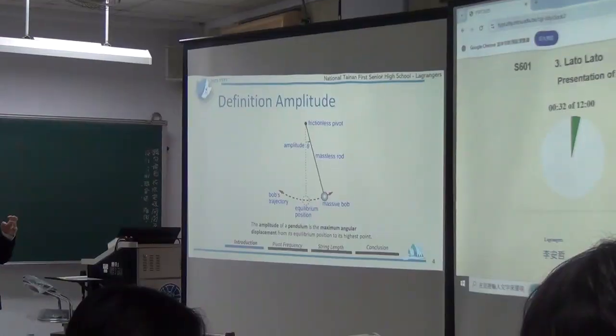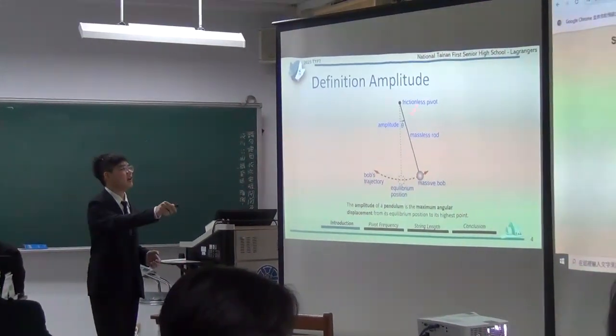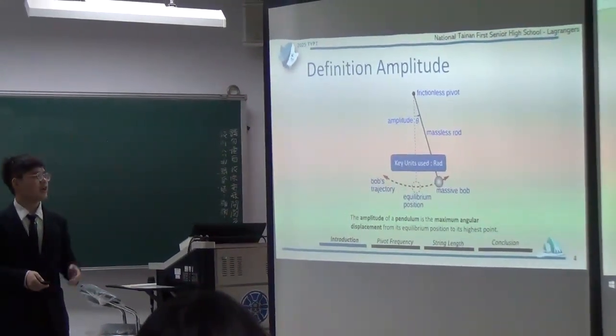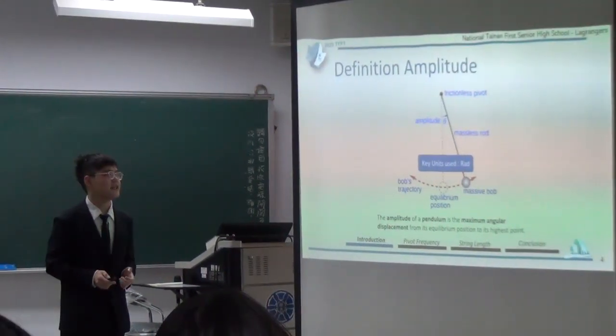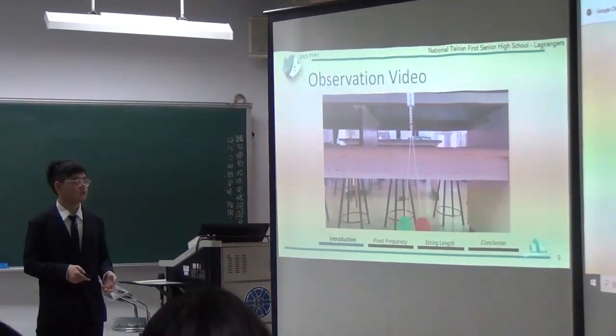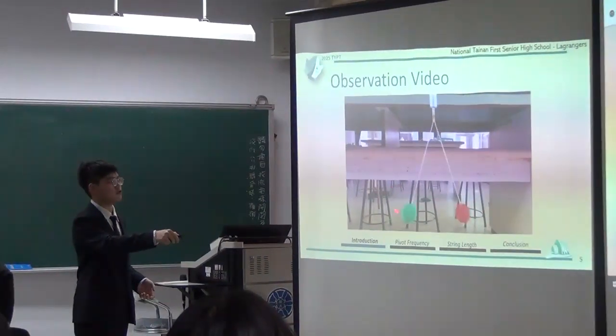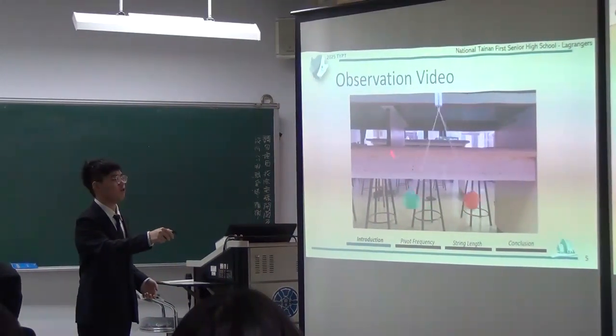So first, we would like to define the amplitude as the maximum angular displacement at the highest point right here. And the key unit we will be using here is the radian. And this is our observation video. Okay, so as you can see here, the ball will have an increasing amplitude, and the amplitude will change over time.